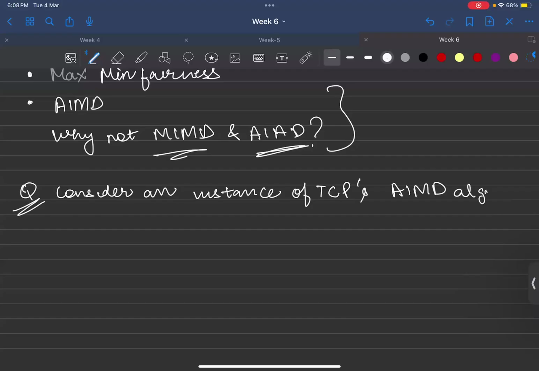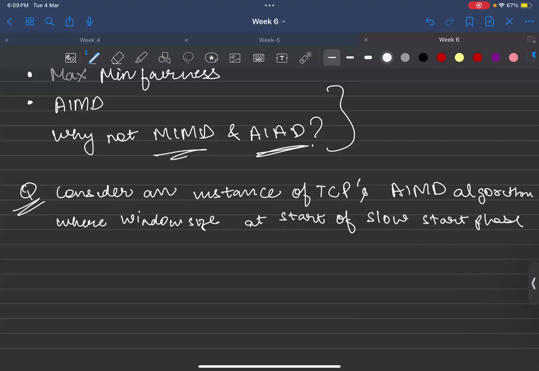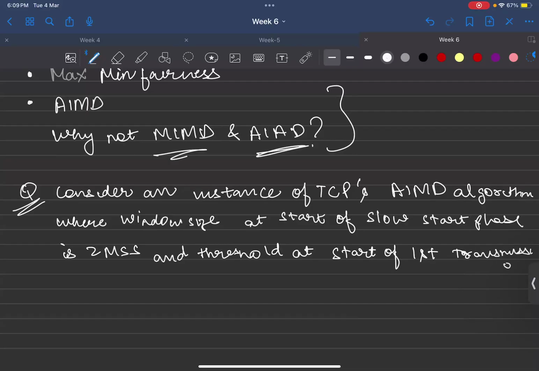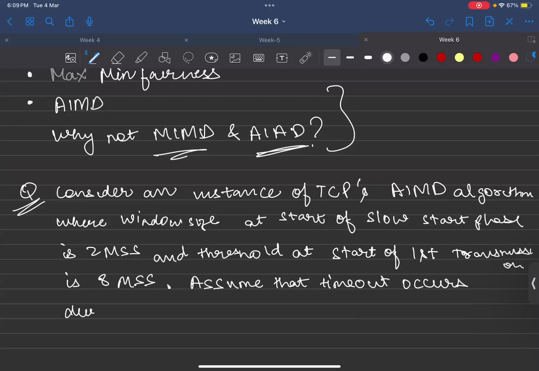Consider an instance of the AIMD algorithm where the window size at the start of the slow start phase is 2 MSS and the threshold at the start of the first transmission is 8 MSS. Assume that a timeout occurs during the fifth transmission.